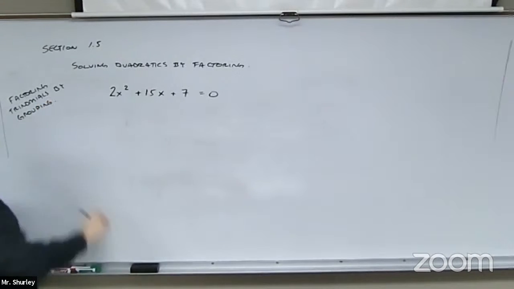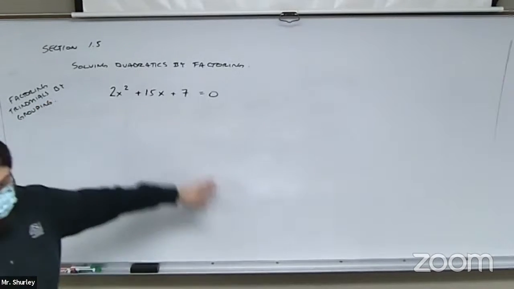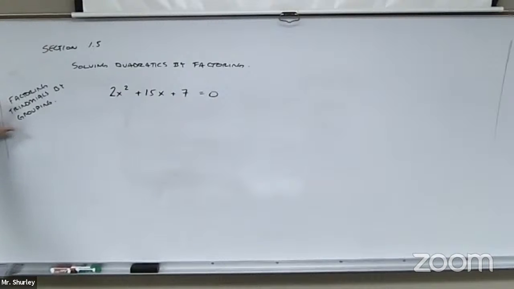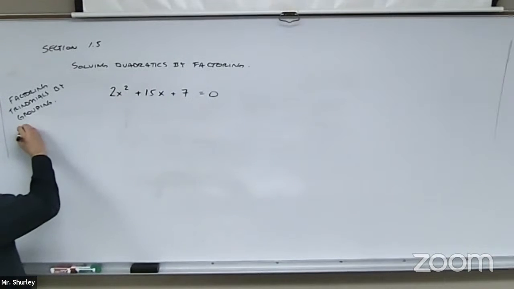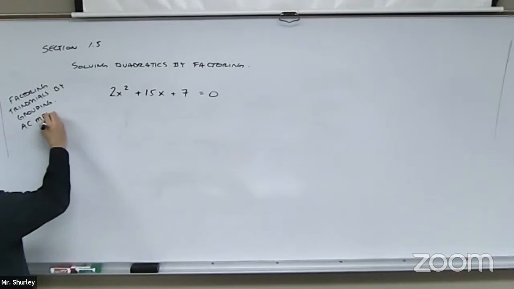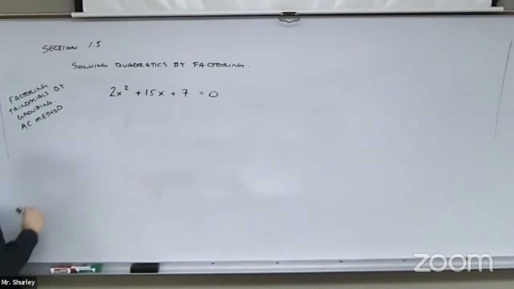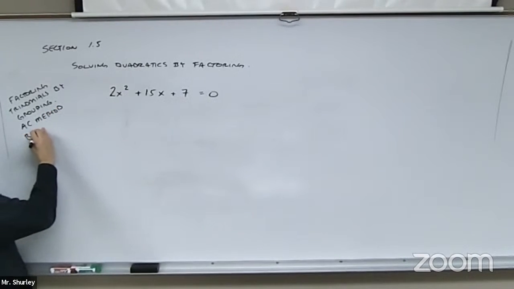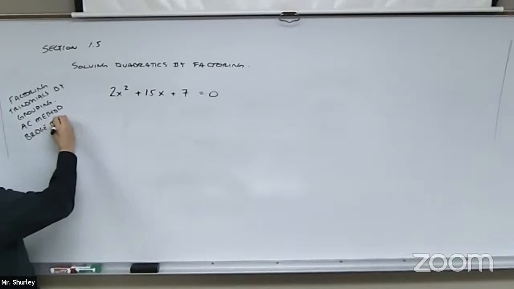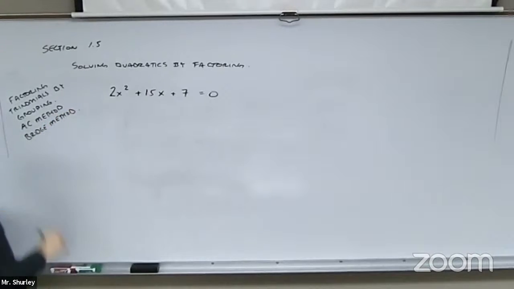Especially if you're looking at this and going, oh my God, I have no idea what to do. Factoring trinomials by grouping is sometimes also called the AC method or the bridge method. They're all the same. I'm going to slow down just for a minute to show you this. What's nice about this, so these are all the same thing.